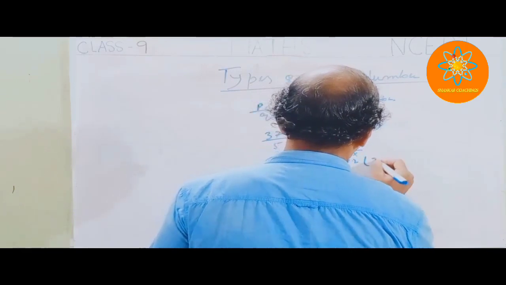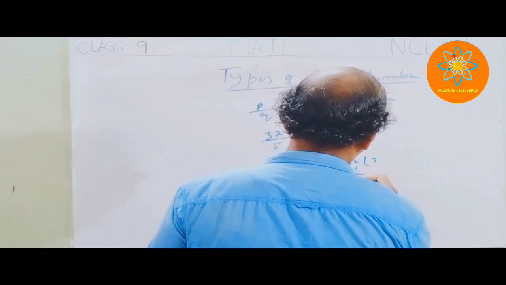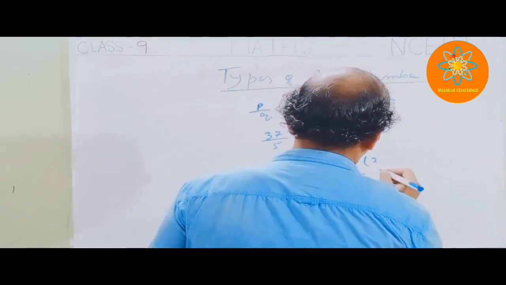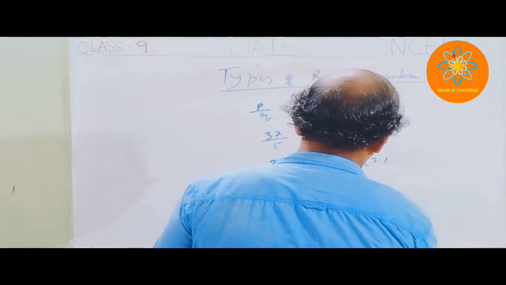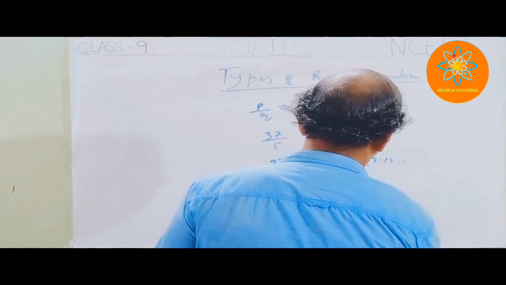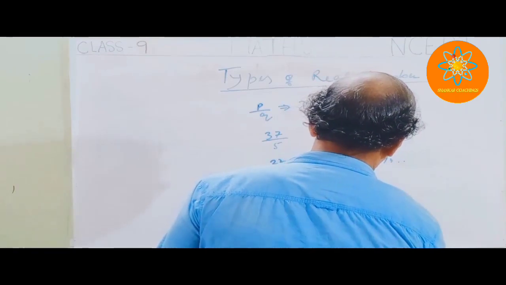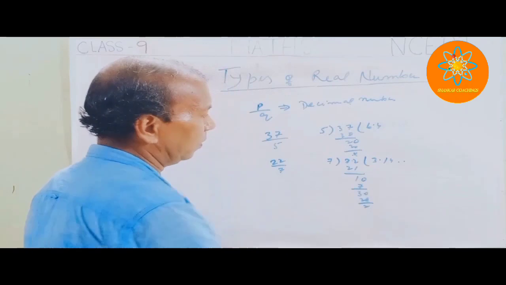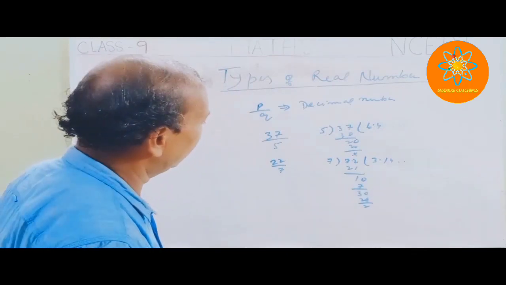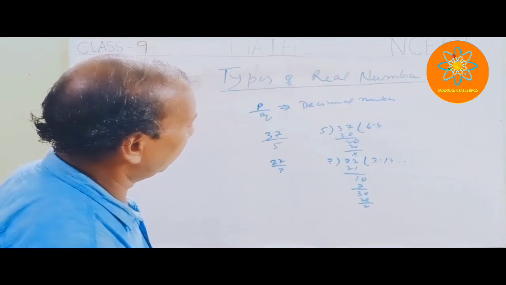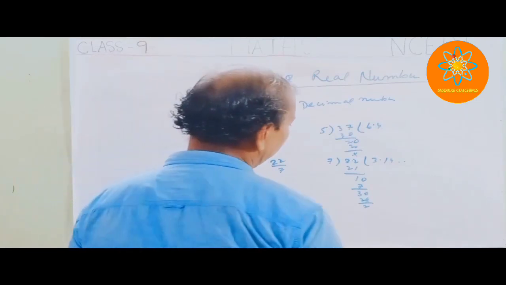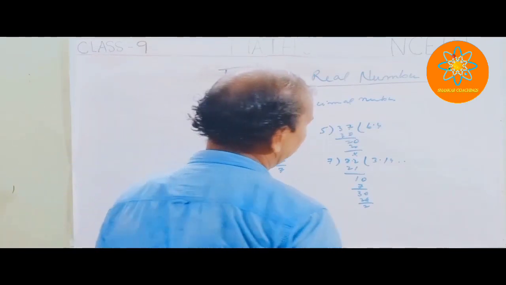This is your 3, 21, 1, then 0.0, 1, 7, 3, 4 and so on. So this is your non-terminating. In the non-terminating, there are again two cases. One is recurring and another is not recurring.